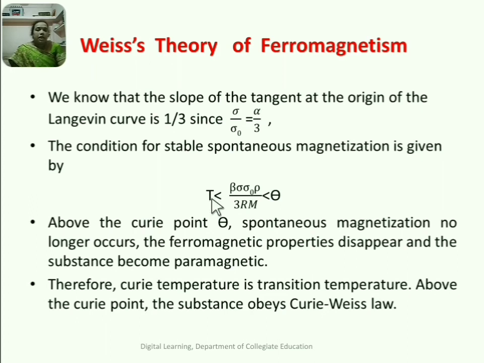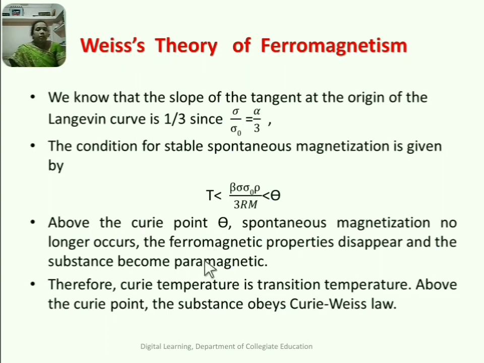If T is less than this value, which is represented by theta, so here T is less than theta at the Curie point. Hence, below the Curie point, in the absence of the field, the domains are spontaneously magnetized to a degree depending upon the temperature, approaching the saturation values as the temperature approaches absolute zero.